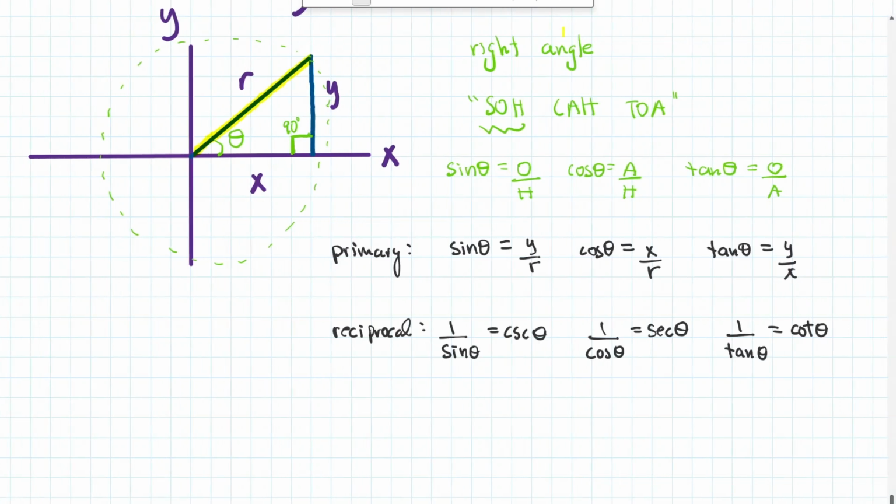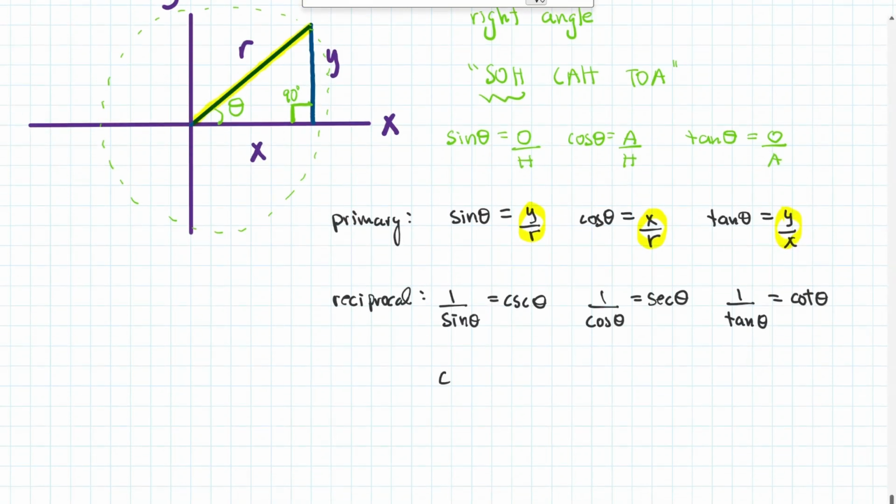So what does this mean in terms of our trig ratios? How can we find cosecant, secant, and cotangent in terms of our x, y, and r? And that's actually pretty simple. All we have to do is reverse these trig ratios right over here. So that means now that our cosecant theta is going to equal r over y, our secant theta is going to equal r over x, and then our cotangent theta is going to equal x over y.